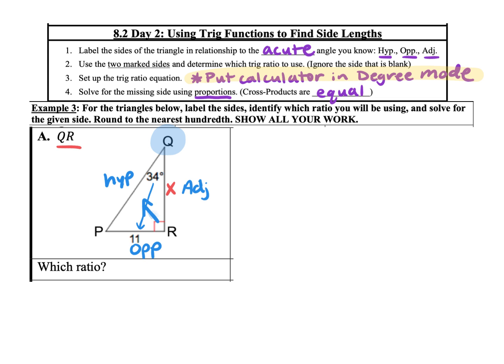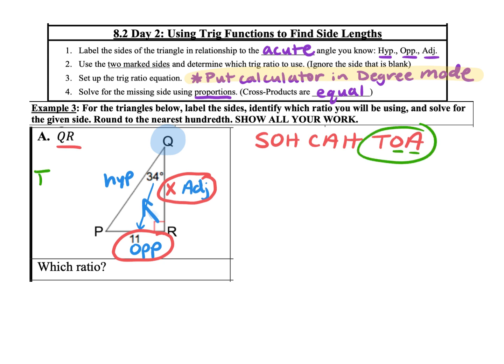Now, noticing in the picture, we're trying to find X, so we need the adjacent, and we have 11, we have opposite. We can ignore the hypotenuse because we don't know the length of the hypotenuse and we're not trying to find it. So which of our trig ratios, SOH, CAH, or TOA, uses O and A? Well, if you look, the one that uses O and A is tangent. This is the TOA of SOHCAHTOA.